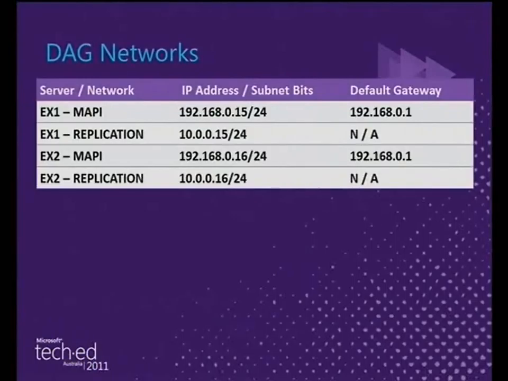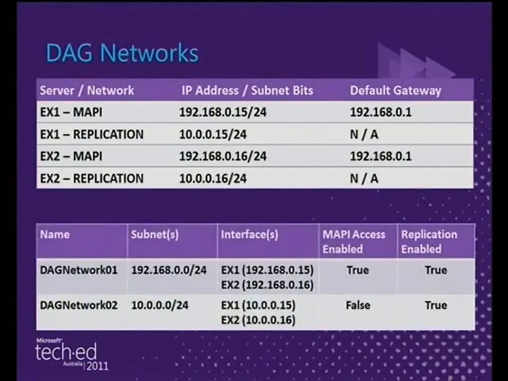Okay, so knowing that I have two network cards in each for a total of 2 subnets in this DAG, how many DAG networks do you think I'm going to get? Just shout it out if you think you know the answer. I've got 2 subnets, so how many DAG networks would you expect to be enumerated by the system? 2, that's right.